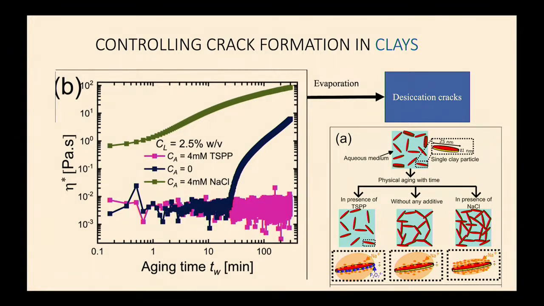So you had a viscoelastic liquid, like I told you earlier. When you mix clay with water, you first make something that's about 10 times more viscous than water, and then it starts aging. So that's what you see here. But when you added the salt, it's a solid from the beginning.